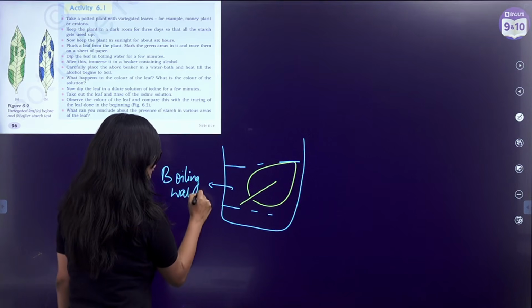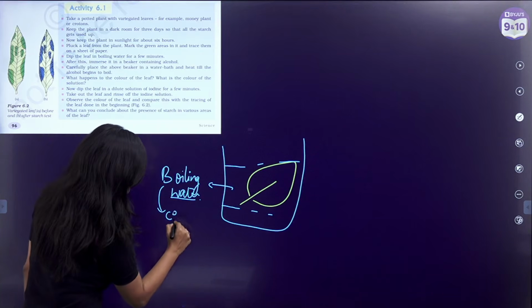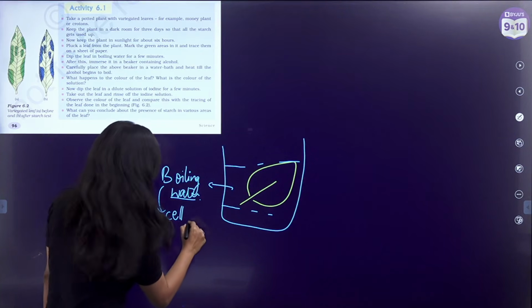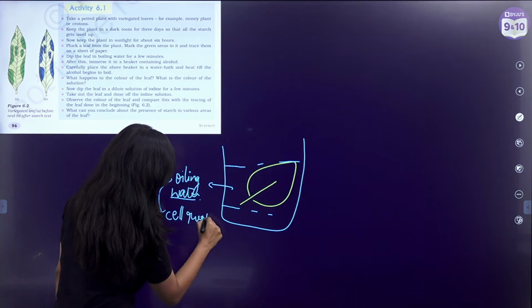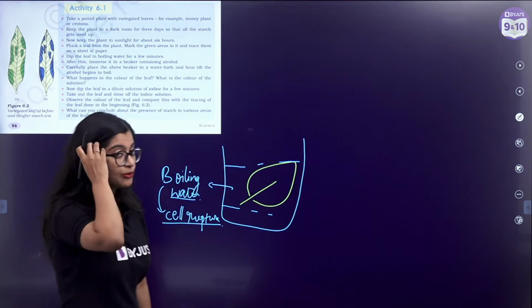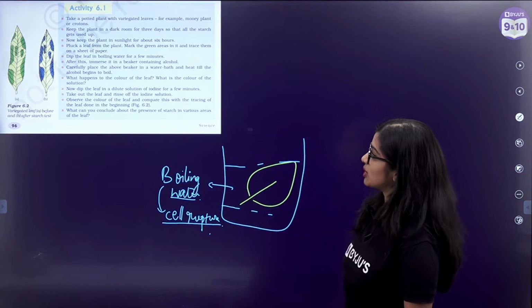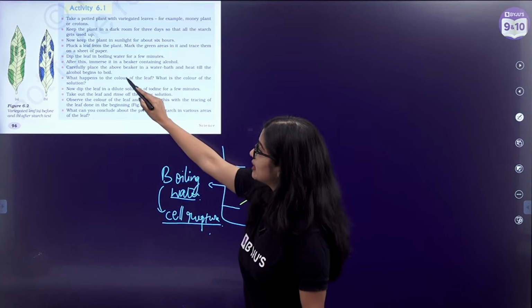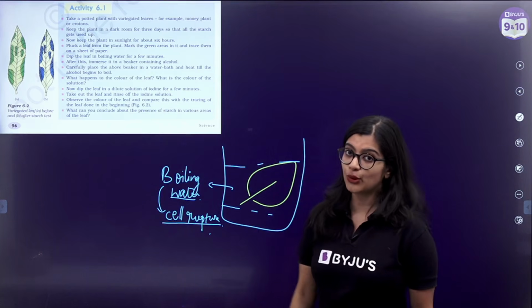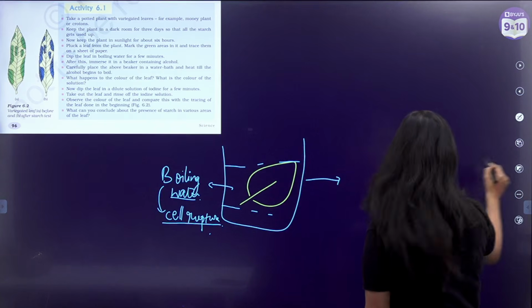Now, why are we putting it in boiling water? Because when you boil it in water, the cells of the leaf will rupture. We want to test for the process, and we're looking for something very specific. So we need the cells to rupture, which is why we dip the leaf in boiling water for a few minutes. Followed by this, we are going to take the same leaf.